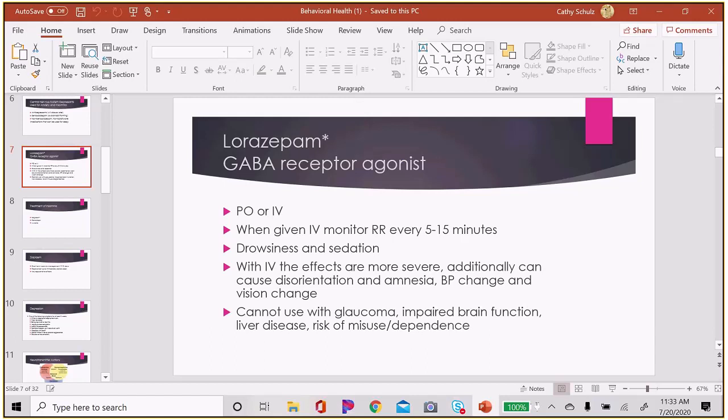Can people use Xanax for sleep? Yeah, so that is in the same family, or similar family to the benzodiazepines. It's a shorter acting one, the Xanax.